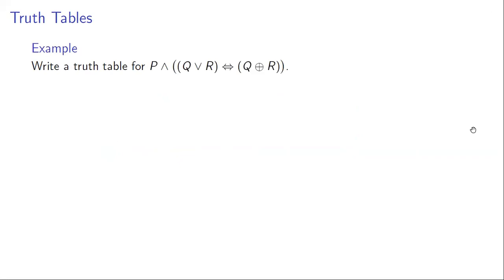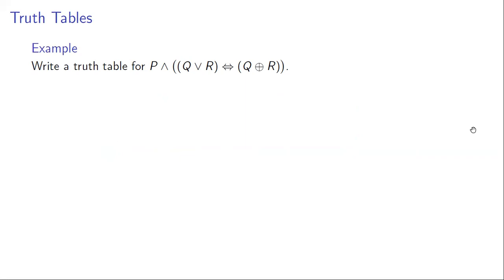Another example: write a truth table for this. P and (Q or R) if and only if (Q xor R). Now notice here we have 3 variables, P, Q, and R. So the table is going to have to be bigger.